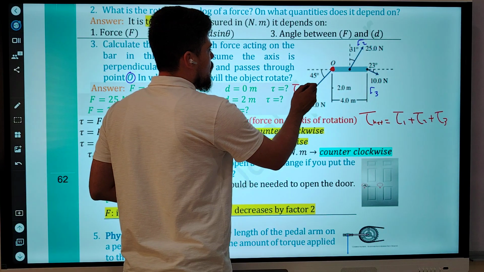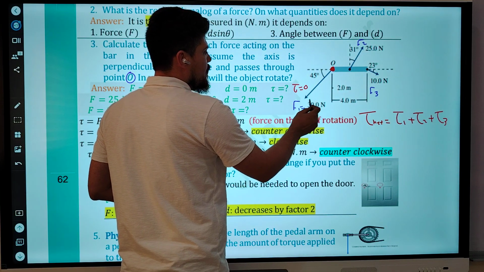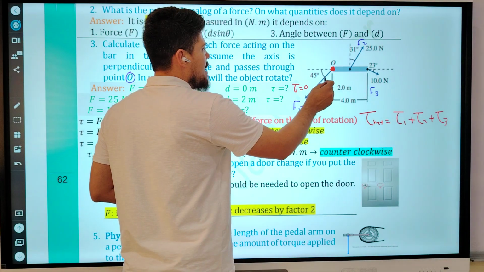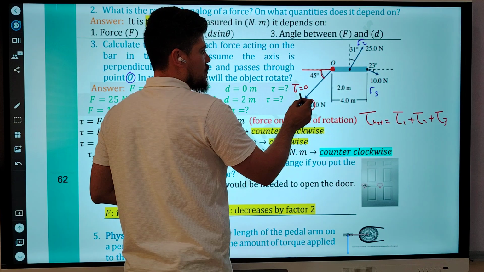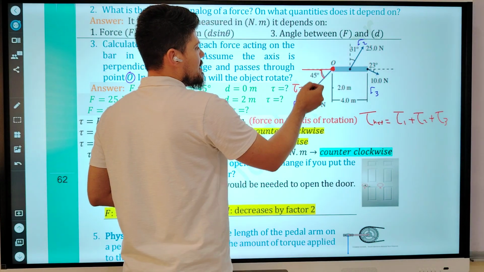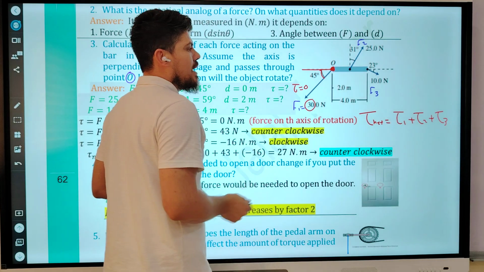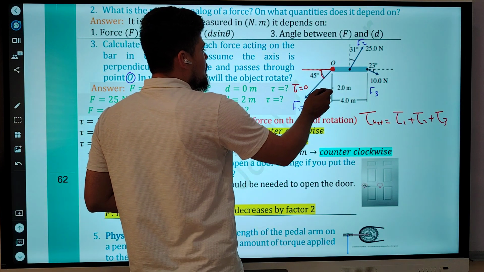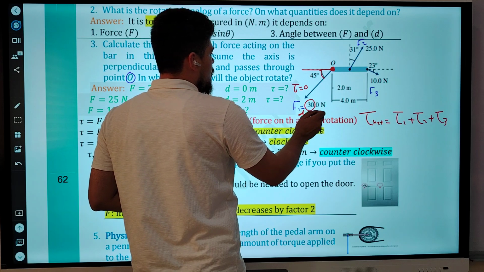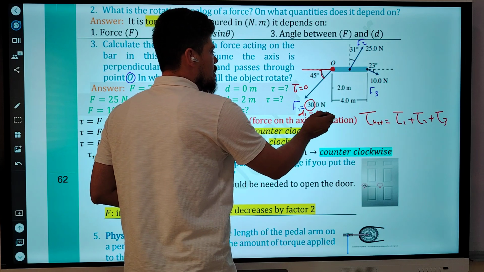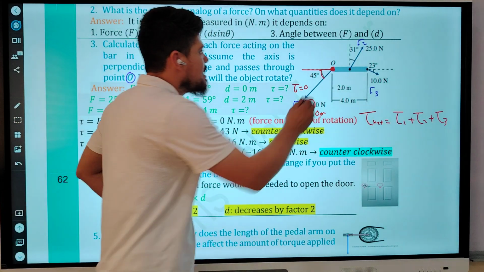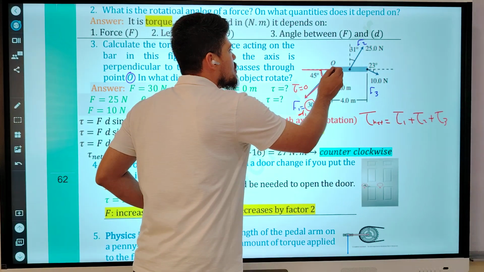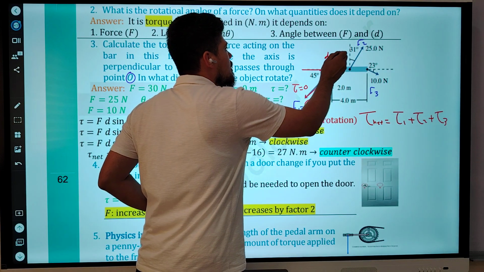Is equal to 0. Why? Because do we have force? Yes. Do we have angle with distance? Yes, of course. So should I convert this angle? No. Why? Because it is with the distance, or with the arm. So do we have distance? No. D1 is equal to 0. For any force acting on the axis of rotation, the distance is equal to 0.